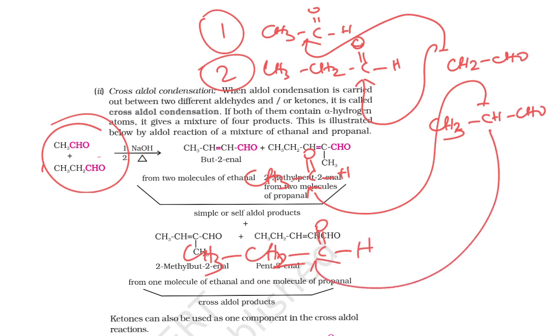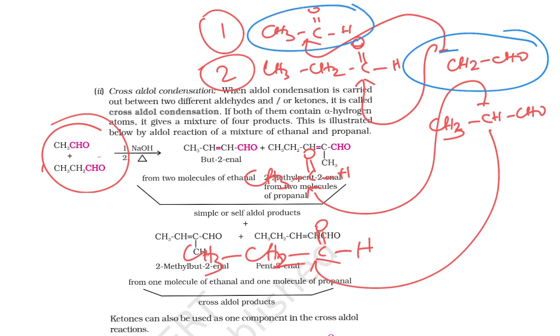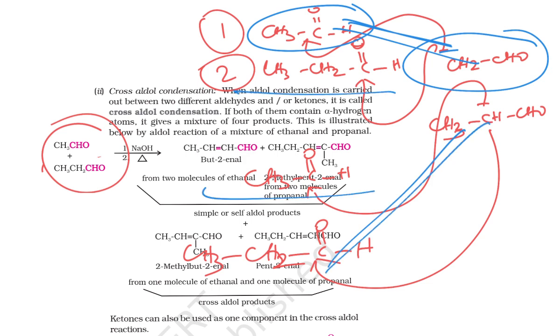So look here, in this, one more thing I want to explain. This carbanion molecule as well as this carbonyl carbon molecule, both are the same, right? So this is a self aldol condensation product. So these 2 are also self condensation products, but these 2, 1 and 2, are crossed aldol products. Clear? Right. So we go for next.